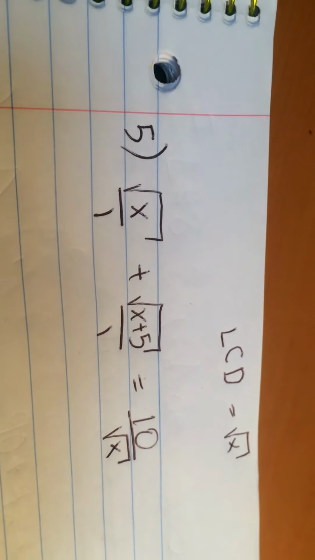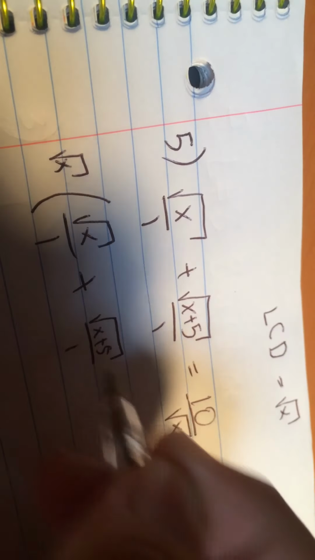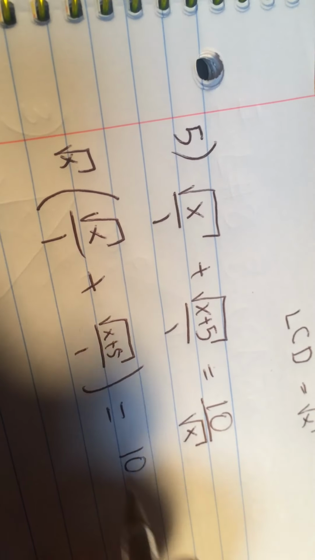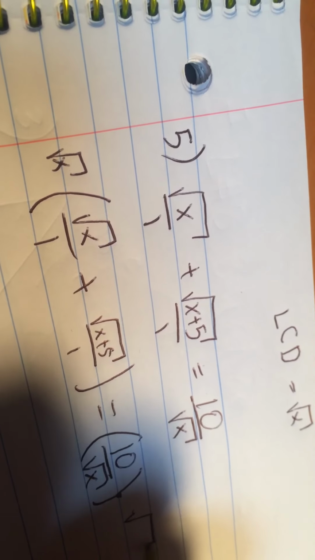That means that we're going to multiply each term by square root of x. So square root of x here, plus square root of x plus 5 over 1, and then equals 10 over square root of x times square root of x. What happens on this side first? Because it's easier. These two get eliminated, and on this side we're only going to have 10.